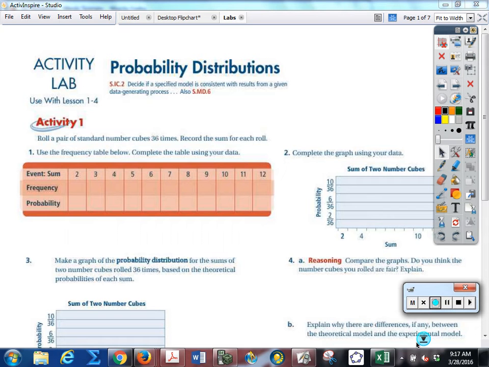So the first thing that we need to do is I need to show you on your calculator where you can get a number cube. And some of you, if you don't have it, you'll have to just go with someone else's calculator. And you're going to roll dice.